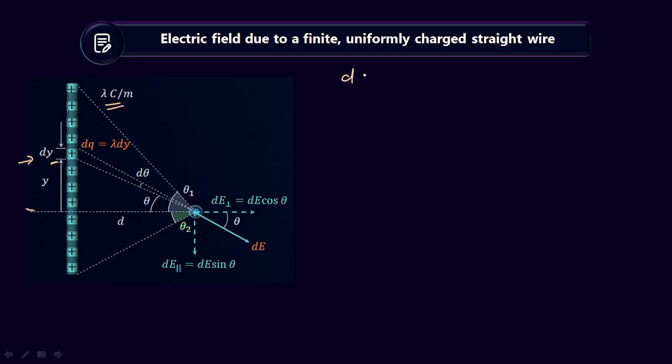So can I say that dq, the charge due to this small element, will be equal to lambda times dy, right? Now we can write the electric field due to this small element, dE, that will be equal to k dq divided by this distance, let us say this distance is r. So k dq divided by r square, right? Now we can write this as k lambda dy divided by r square. So now we can find the electric field due to the complete wire by doing the integration.